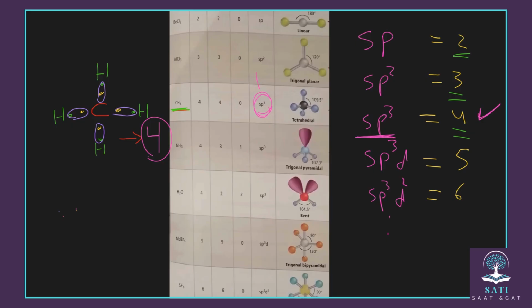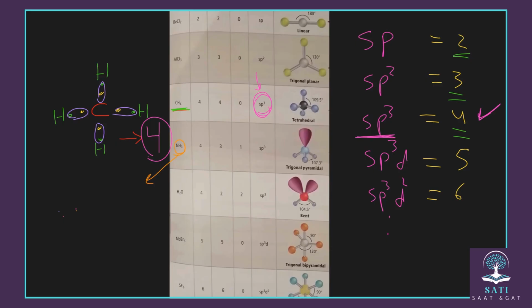So how did we understand that it is sp3? We understand it from the number of bonds around the central atom. Okay, no problem. We're going to take another example, like ammonia.